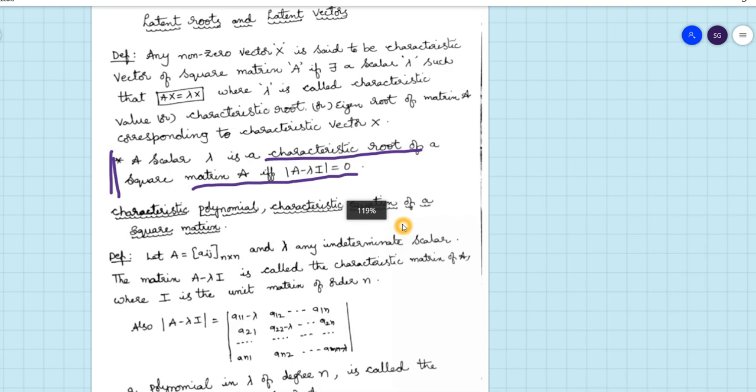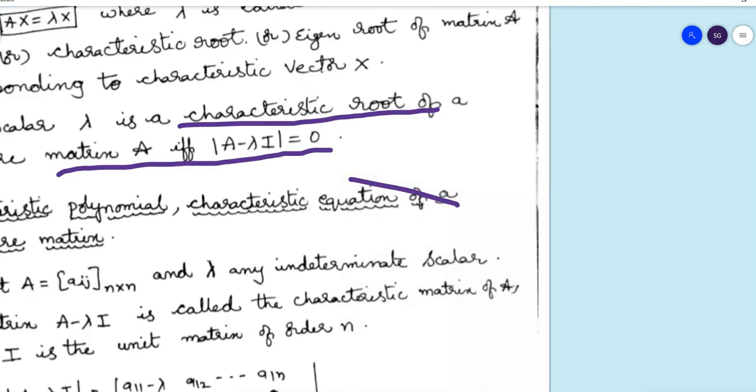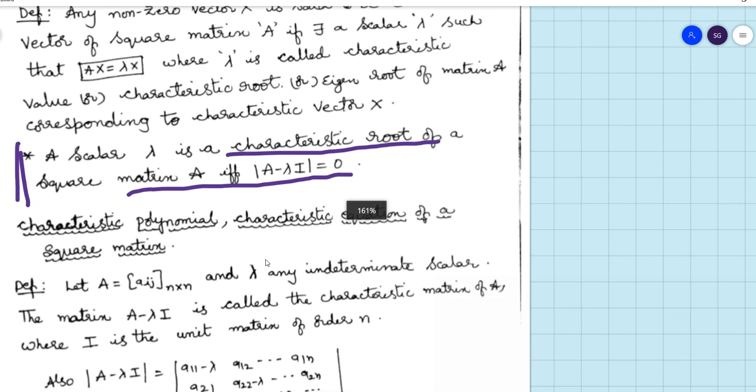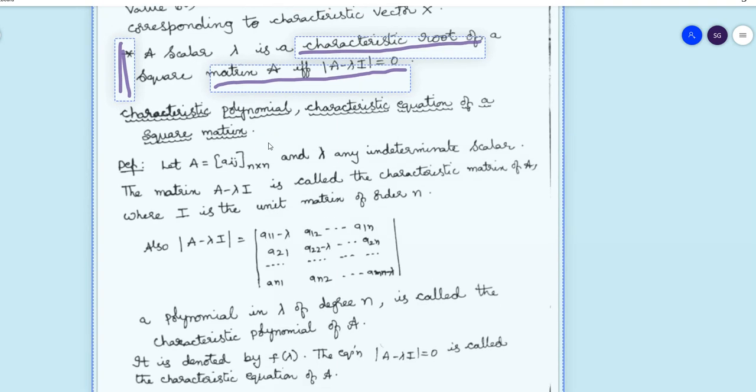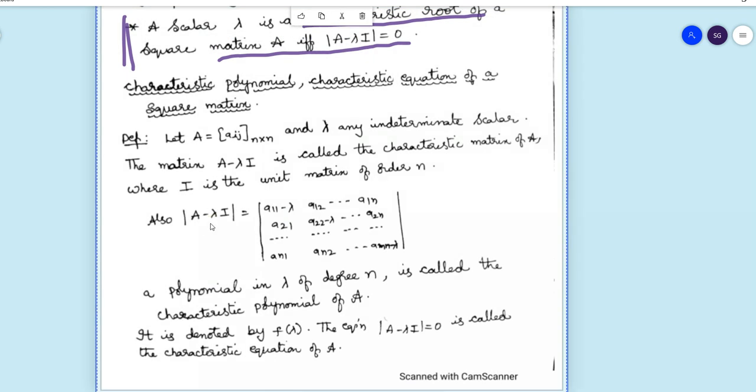Now look at the definition of the characteristic polynomial and characteristic equation of a square matrix. By the definition, A is an n by n matrix and lambda is any indeterminate scalar. The matrix A minus lambda I is called the characteristic matrix of A, where I is the unit matrix of order n. So det of (A minus lambda I) is equal to det of the matrix with first row a11 minus lambda, a12, and so on to a1n, the second row a21, a22 minus lambda, and so on to a2n, and the last row an1, an2, and so on to ann minus lambda.